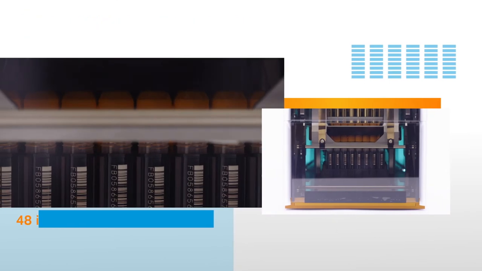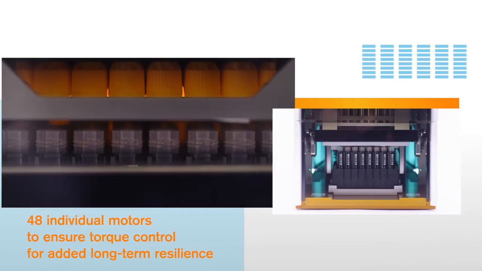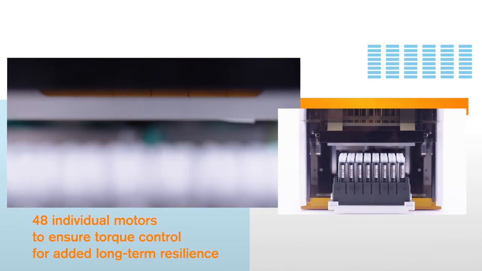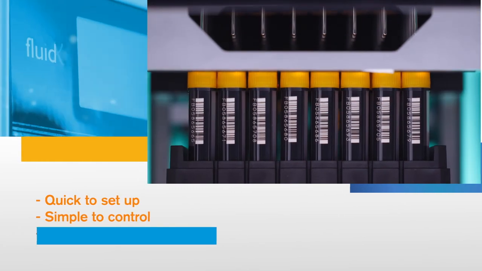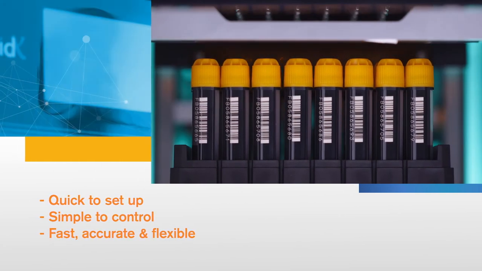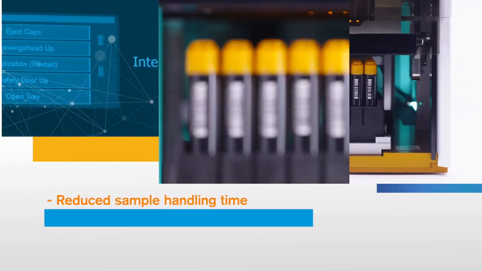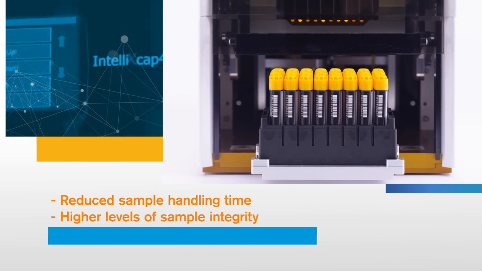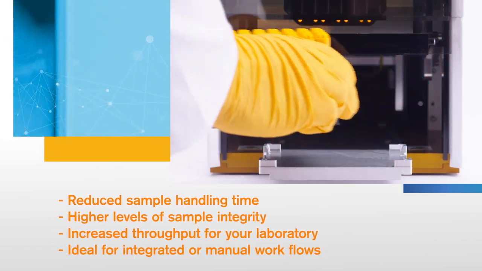It features 48 individual motors to ensure torque control for added long-term resilience in high-throughput labs and secure sealing. Quick to set up and simple to control, the IntelliXcap 48 delivers fast, accurate, and flexible automation. The result? Reduced sample handling time, higher levels of sample integrity, and increased throughput for your laboratory, ideal for integrated or manual workflows.